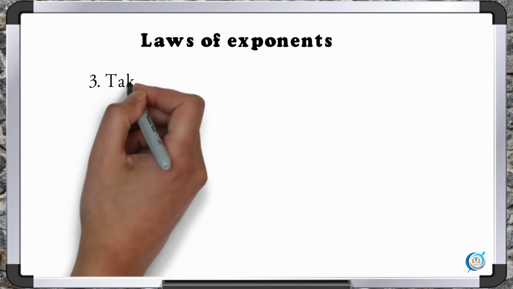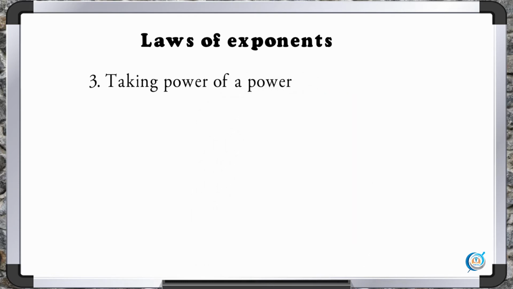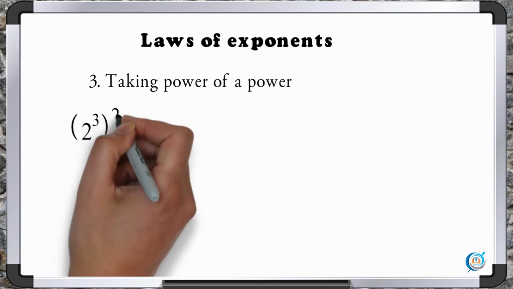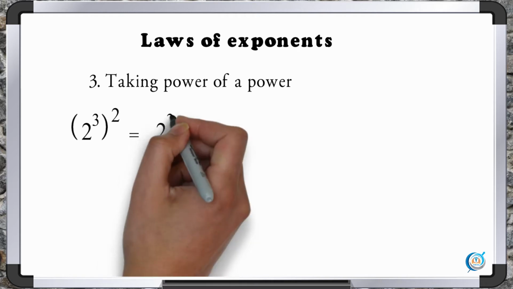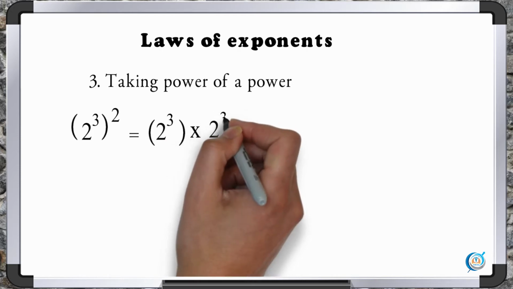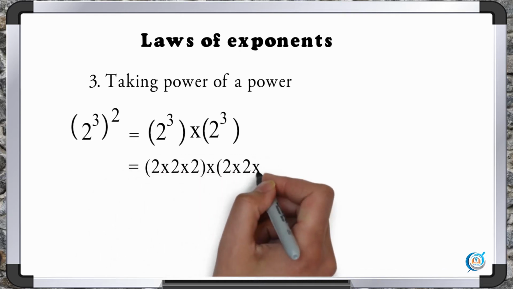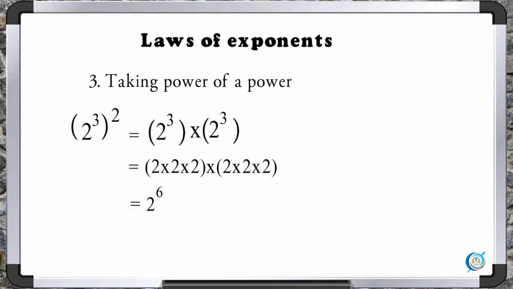Third property, taking power of a power. Here 2 power 3 all power 2 is given. All power 2 first we will do, that is 2 power 3 into 2 power 3, multiplying 2 power 3 two times. Now 2 power 3 is multiplying 2 three times, so 2 into 2 into 2 into 2 into 2 into 2. All together it is 2 power 6, that is 2 power 3 into 2.